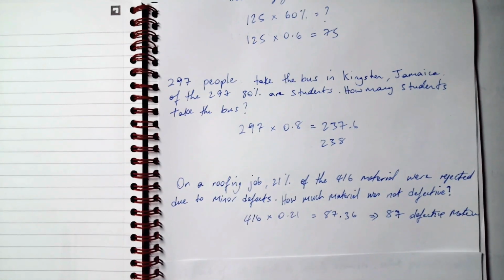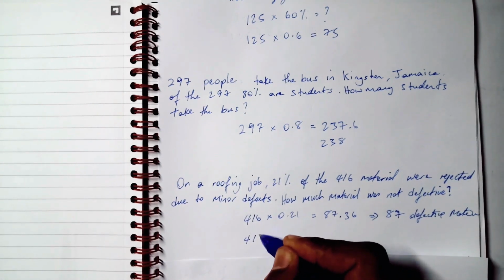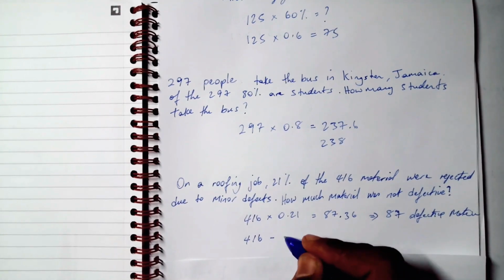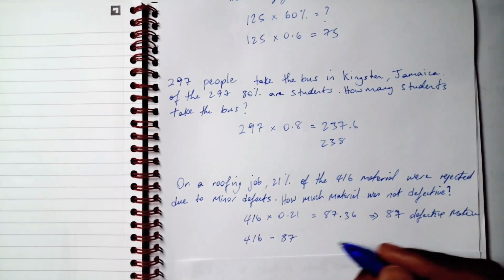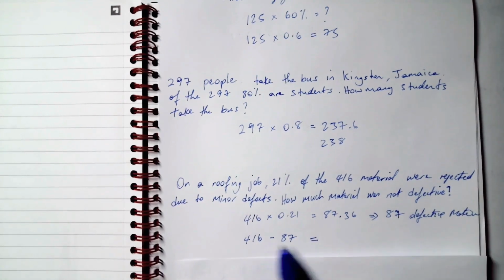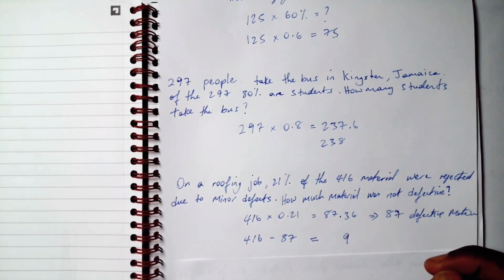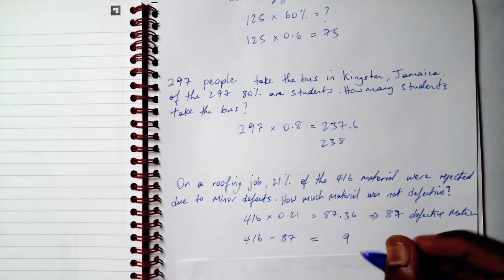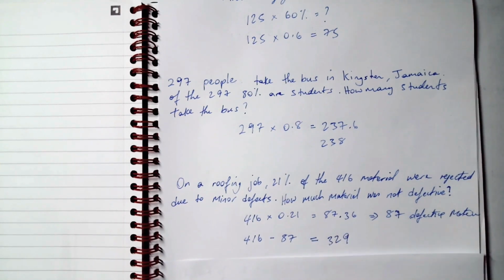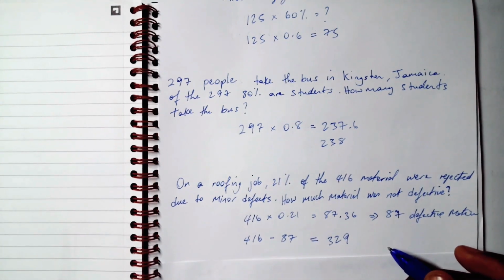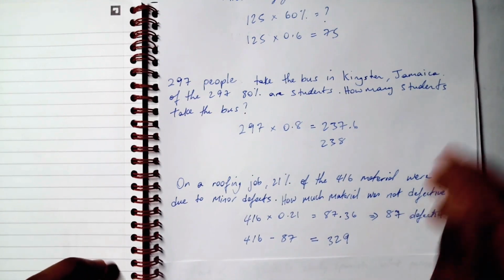Alright, so now we would like to know the number of material that is not defective. So we simply say 416 minus 87 is equal to 329. Is that correct? Yeah, I think that's correct. So 329 material is not defective. All right.